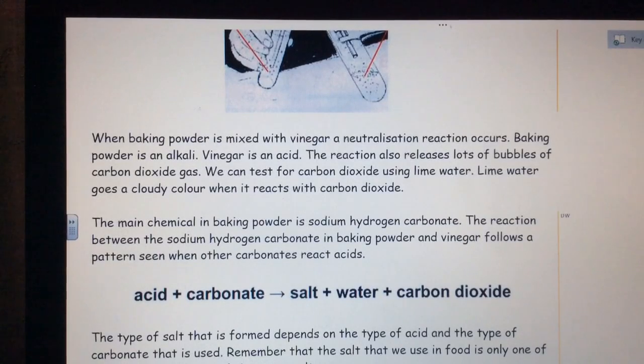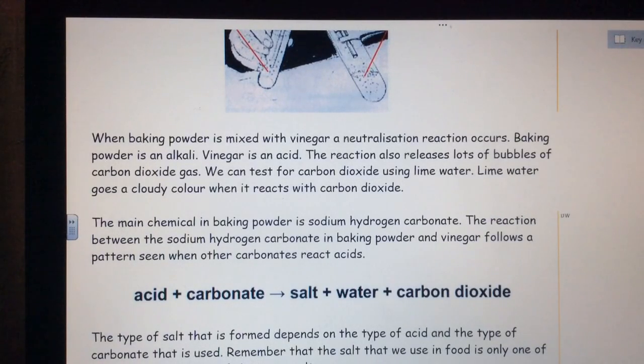When baking powder is mixed with vinegar, a neutralization reaction occurs. Baking powder is an alkali, vinegar is an acid. The reaction also releases lots of bubbles of carbon dioxide gas. We can test for carbon dioxide using lime water. Lime water goes a cloudy colour when it reacts with carbon dioxide.